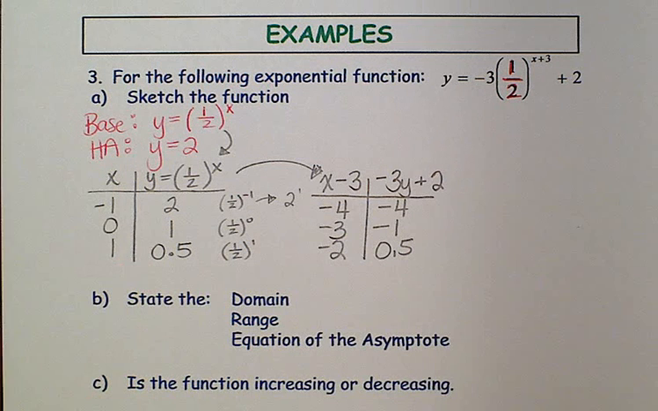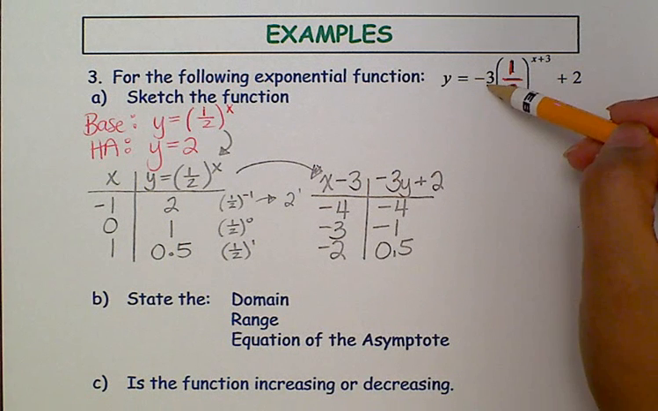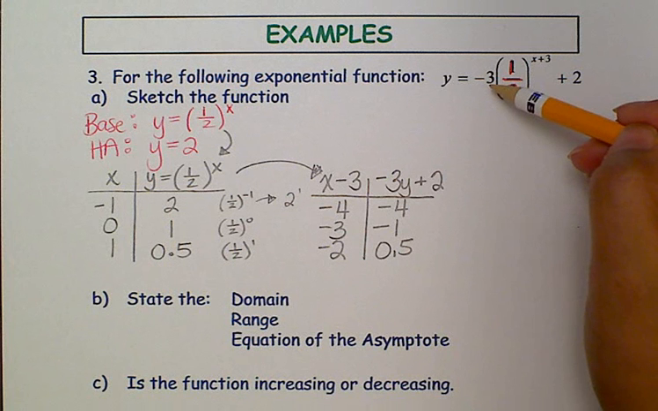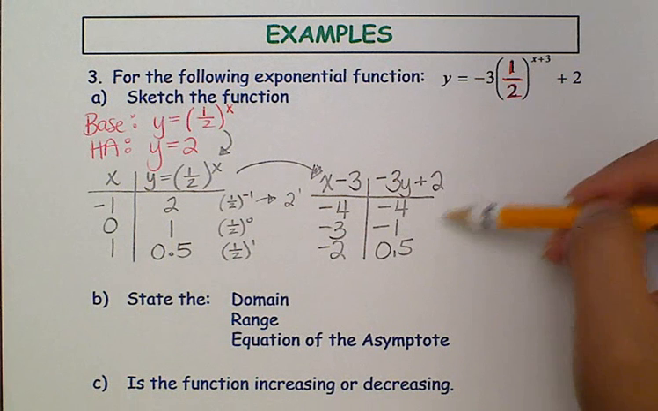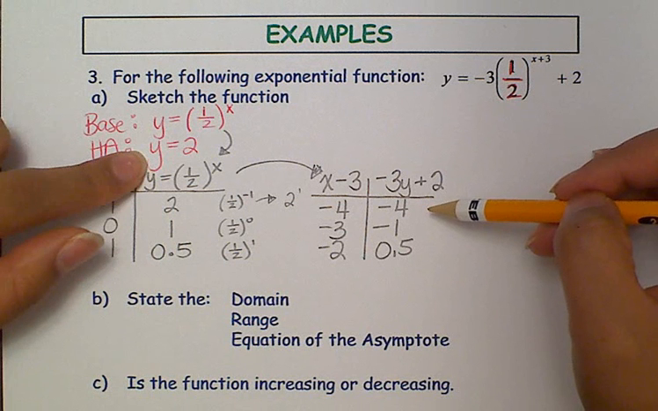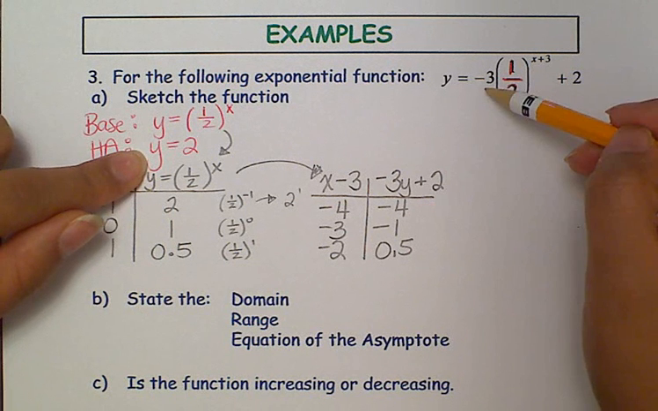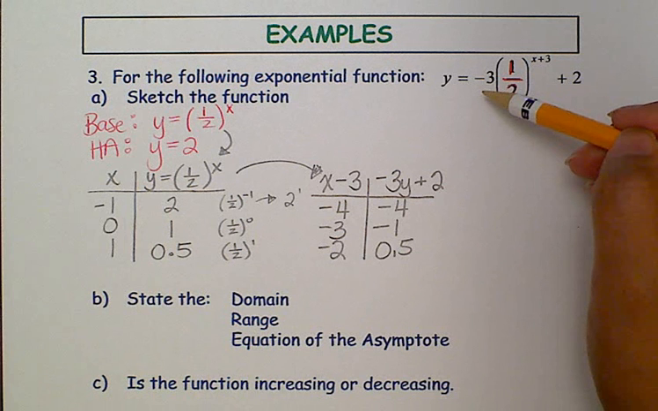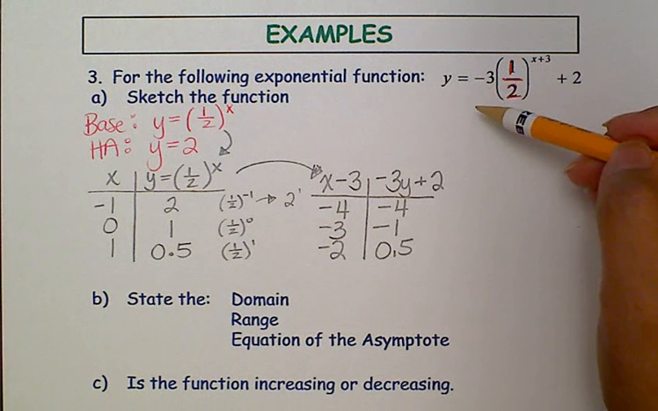And you'll notice again, because there was a reflection in the x-axis, you'll notice that all your values of y are lower than your horizontal asymptote. That makes sense because the graph has been reflected along the x-axis. Okay, so I'm expecting the graph to be below the horizontal asymptote.